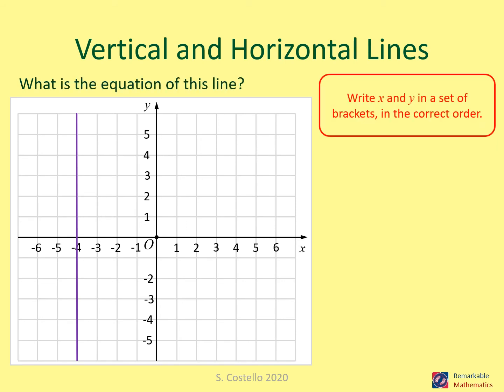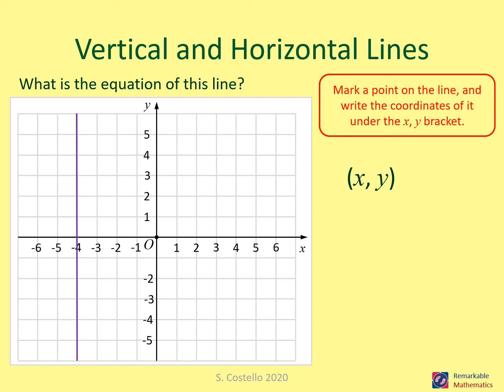What is the equation of this line? Right, x and y in a set of brackets in the correct order. That's x, y. Mark a point on the line and write the coordinates of it under the x, y bracket. Here's our point. The x value of that is minus 4 and the y value is 5.